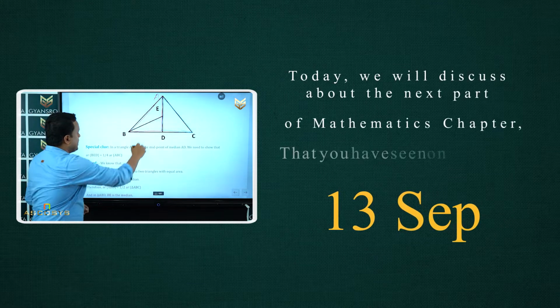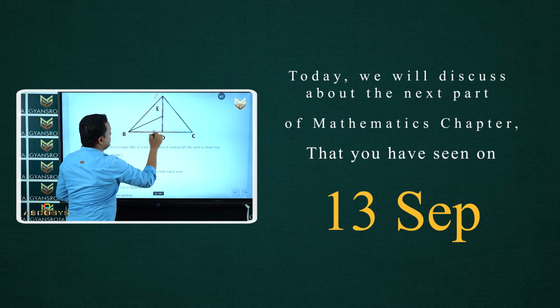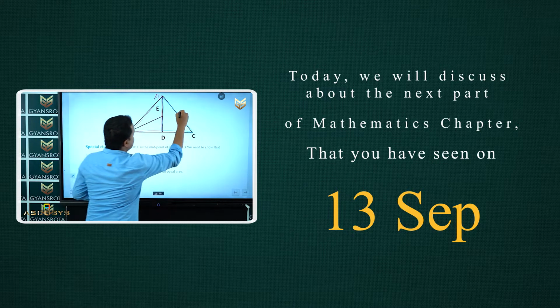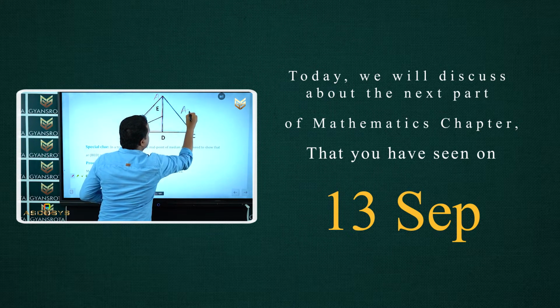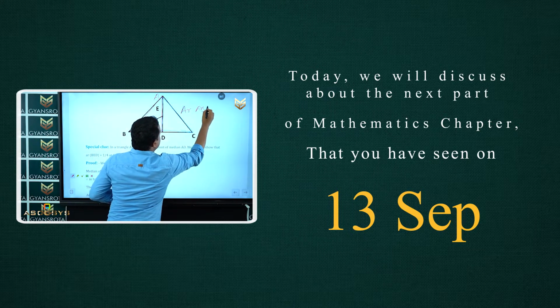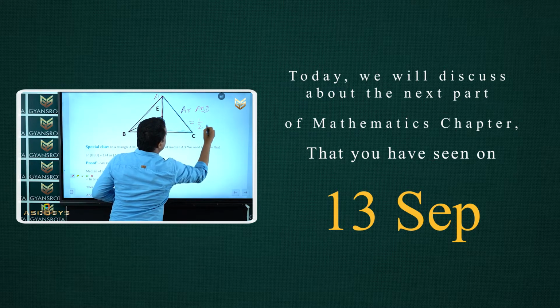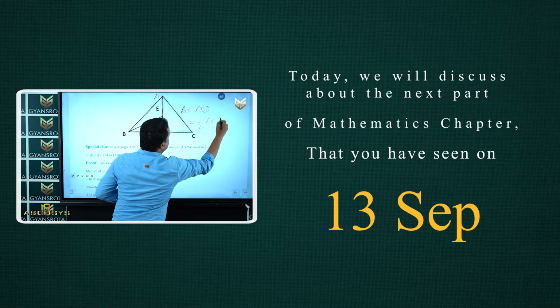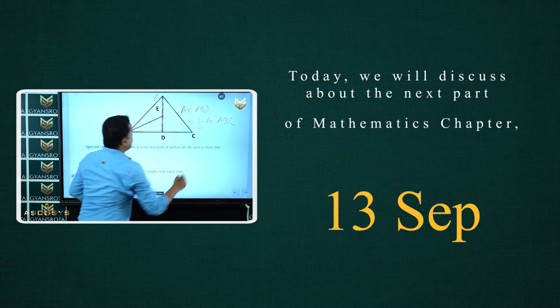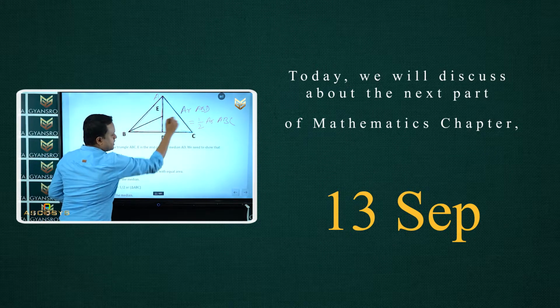We can write the area of this triangle ABD. Okay, so area of ABD is equal to half of area of ABC, because the area of this triangle and this triangle are equal.